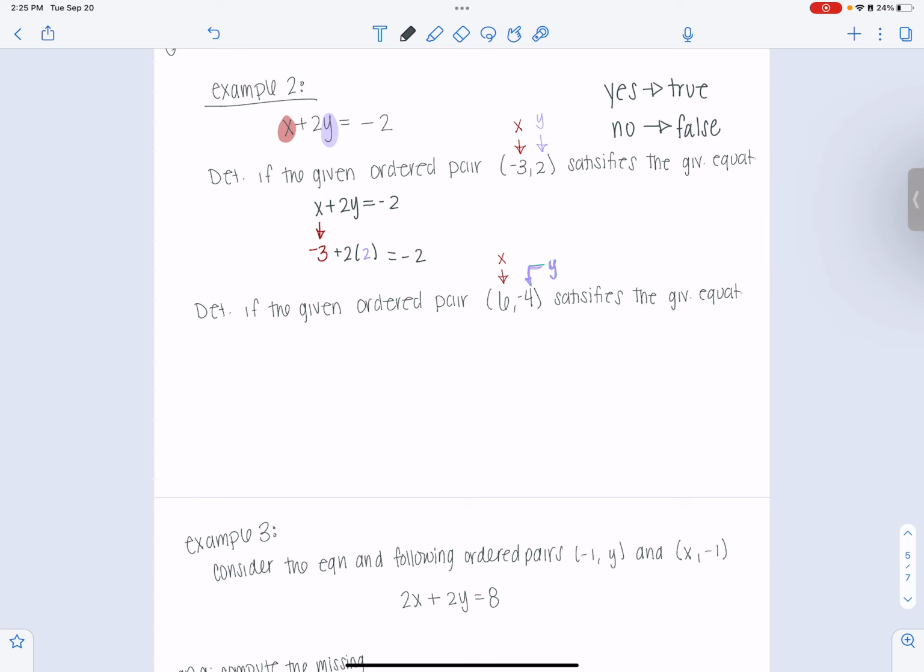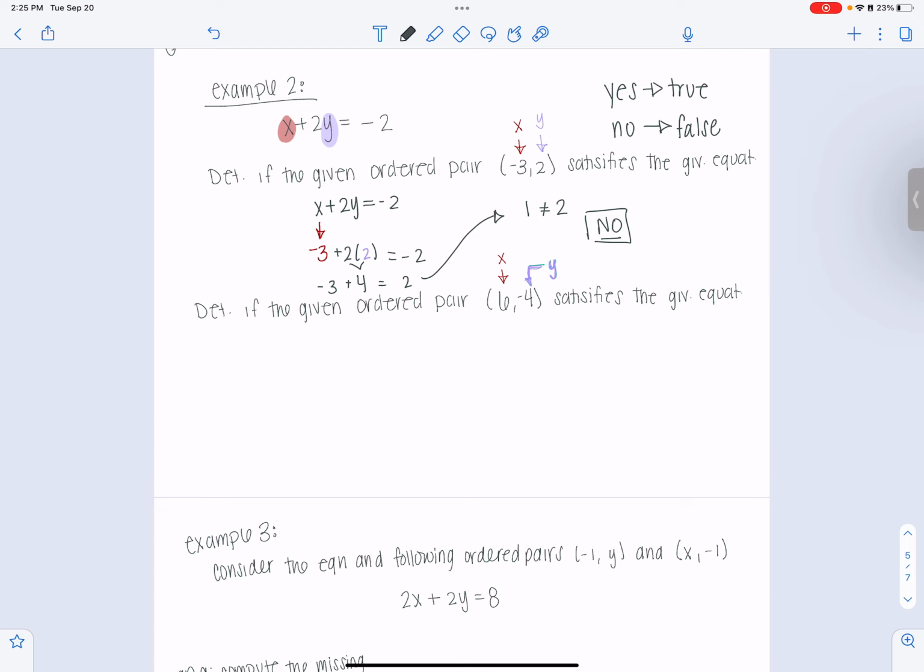Now this is just a matter of simplifying. On the left-hand side, I have to do my multiplication first. 2 times 2 is 4. And then -3 plus 4, does that equal -2? Well, -3 plus 4 is going to be +1, and 1 does not equal -2, so no, that does not satisfy the given equation. And that will just be multiple choice. You'll select yes or no, and then off you go.